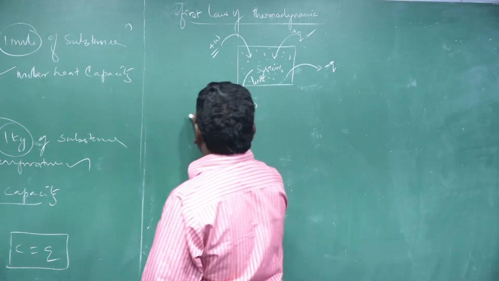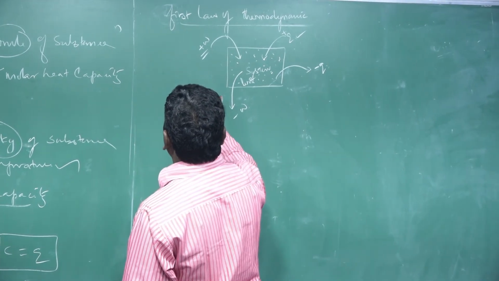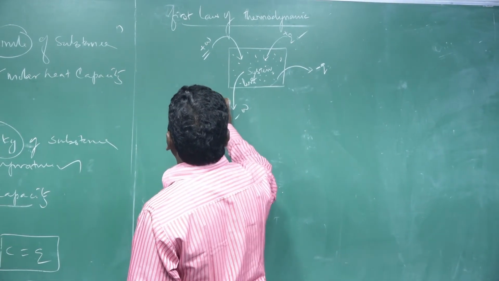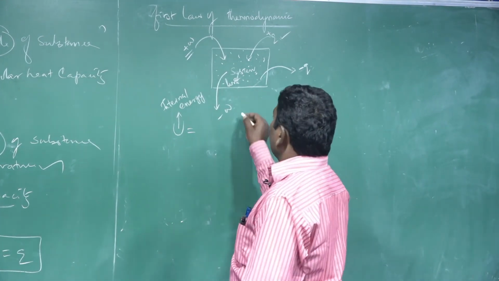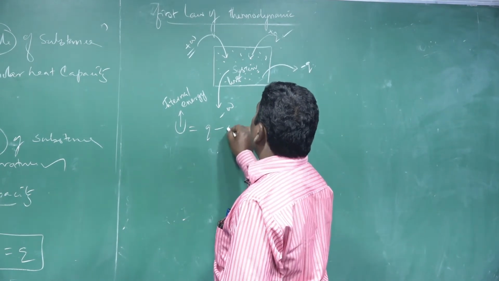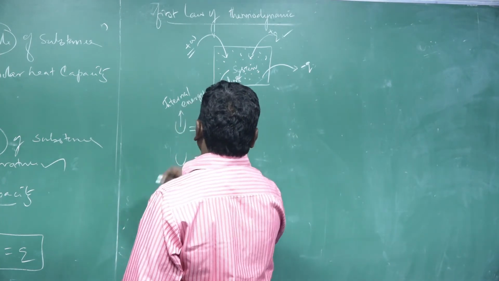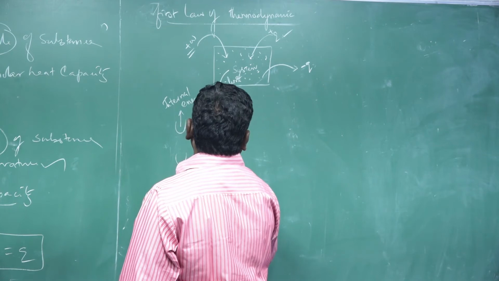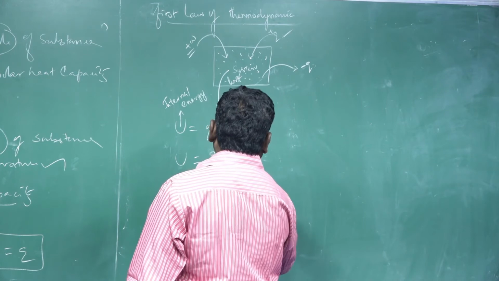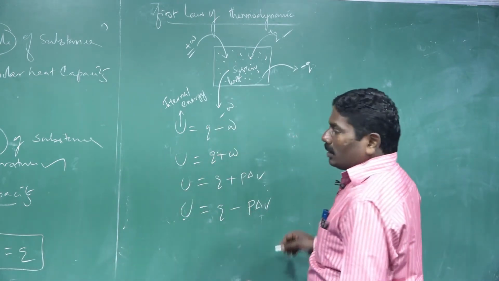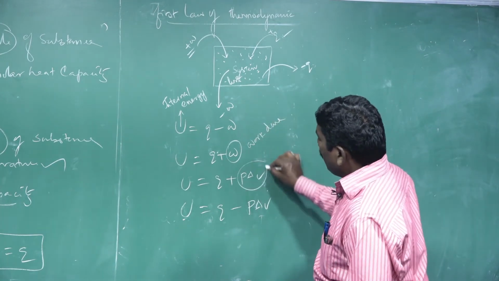According to the first law of thermodynamics, U is nothing but internal energy. U is equal to Q minus W. U is equal to Q plus W. U is equal to Q plus P delta V. U is equal to Q minus P delta V. All are the same. This is also work done.